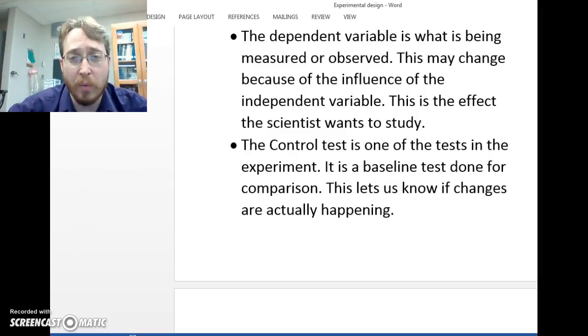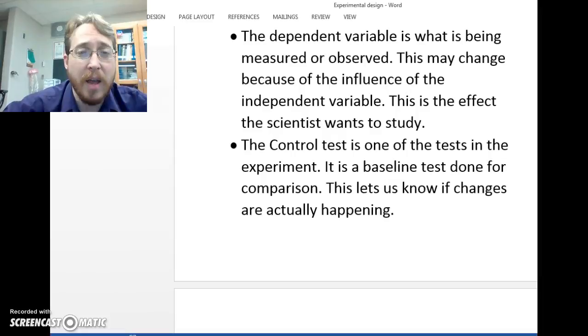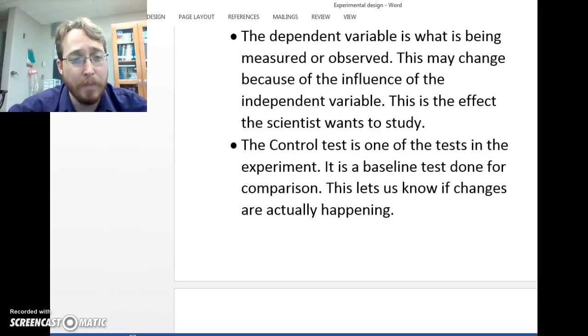The control test is one of the tests. It's one of the tests in the experiment, and it is the baseline test done for comparison, and this lets us know if changes are actually happening. The baseline test was the bottle that they made no changes to. They did not change its access to the air in any way. They just used the bottle as is.